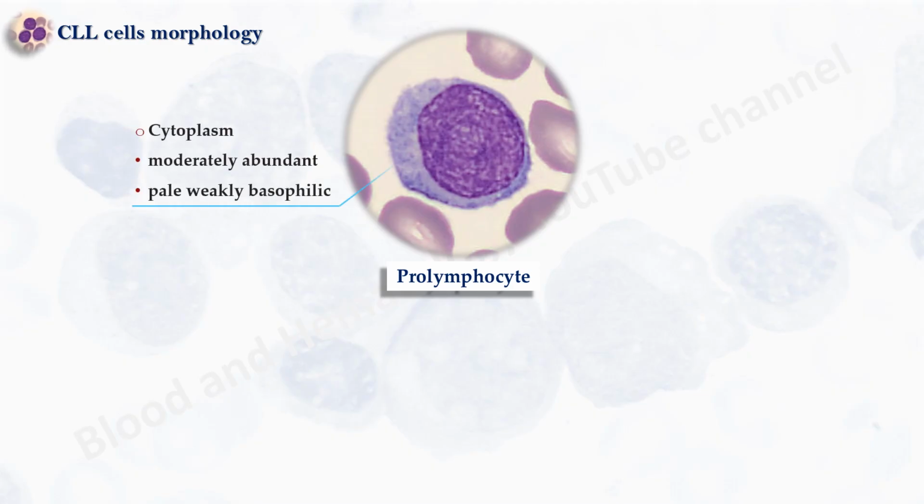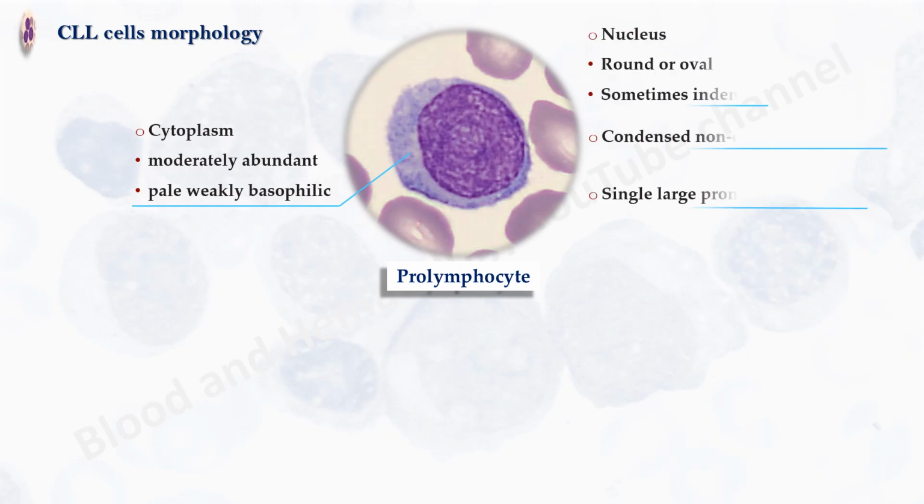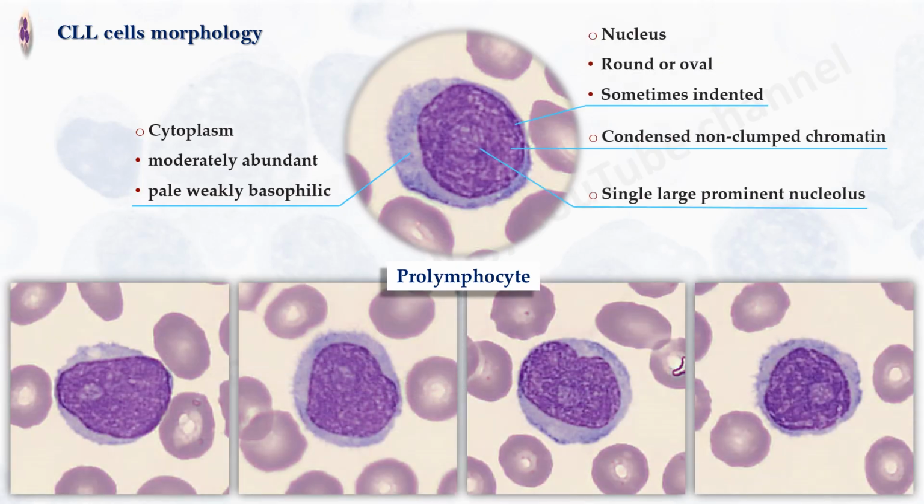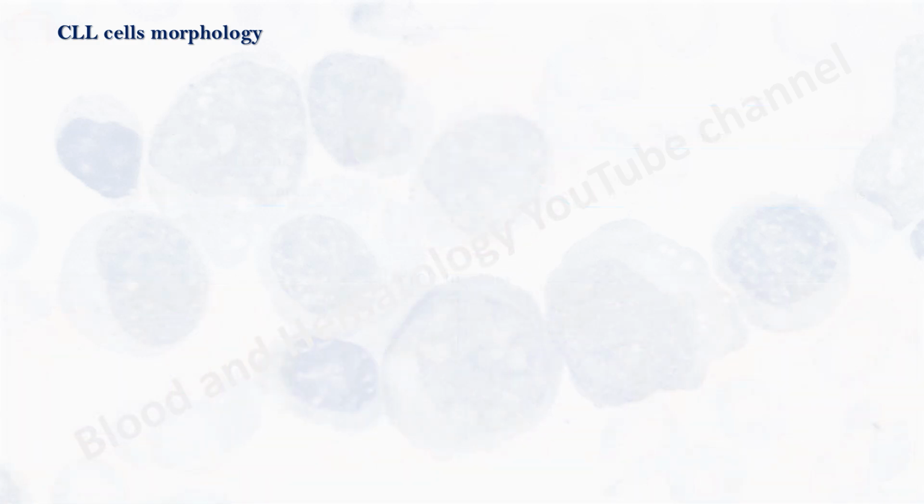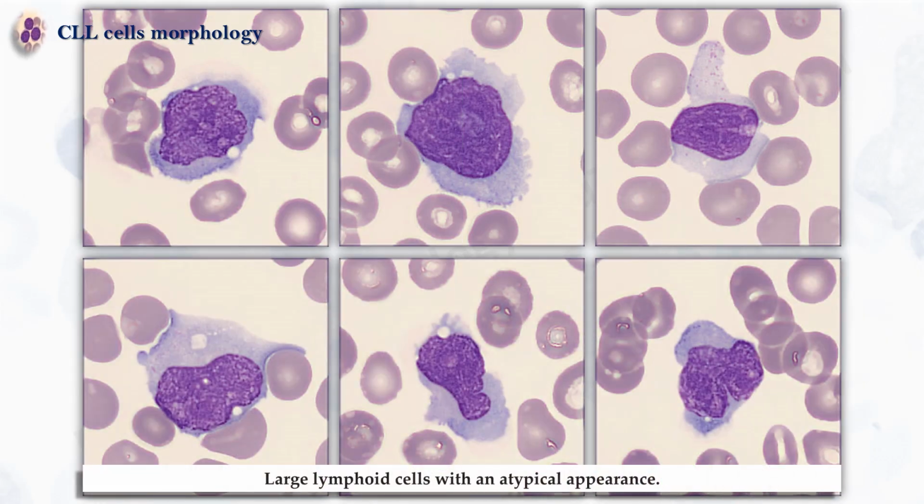Prolymphocyte is a medium-sized cell with moderately abundant and pale weakly basophilic cytoplasm, round or oval and sometimes indented nucleus, condensed non-clumped chromatin and a single large prominent nucleolus. In some CLL patients, large lymphoid cells with an atypical appearance are present.